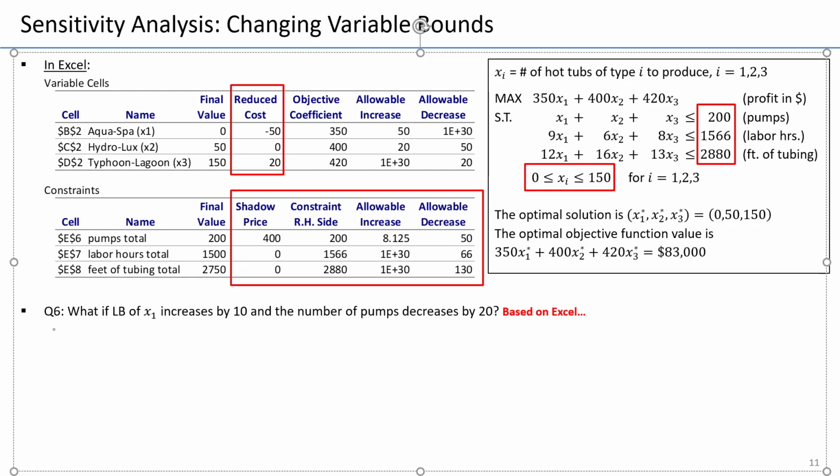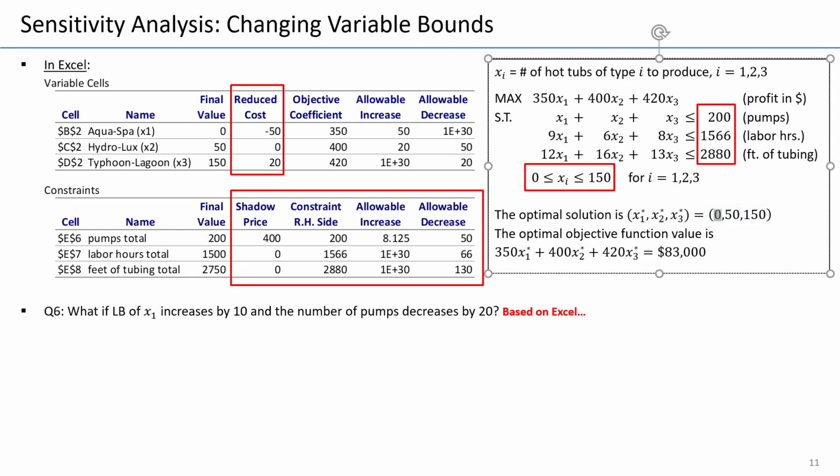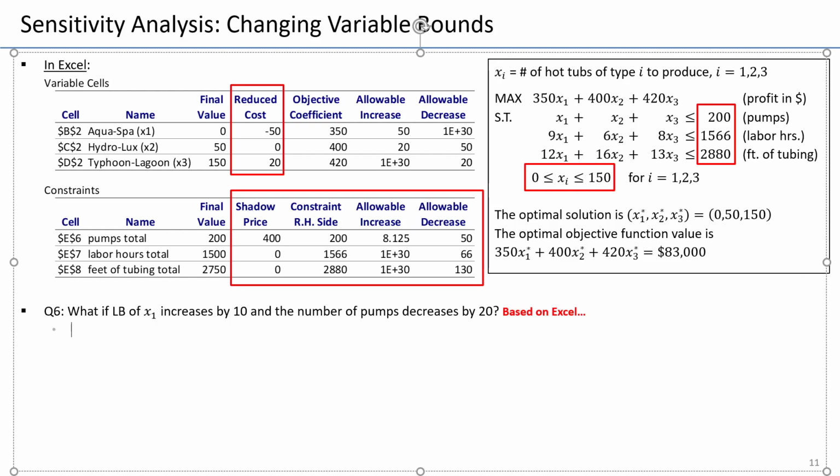First of all, we can see that the final value of the first variable is 0. This is also shown here on the right, where there is the model and the optimal solution. And this is the smallest value that x1 can take, because the lower bound for all variables is 0. So it looks like the lower bound for x1 is binding, because x1 star is equal to 0.